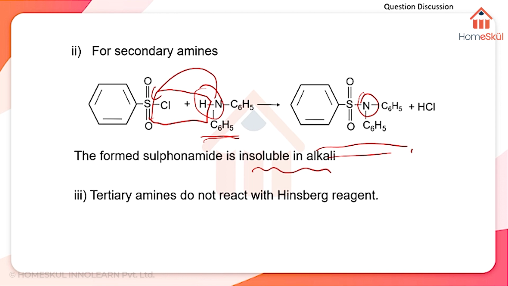Okay. So when an amine reacts with the Hinsberg reagent and forms a salt, but if it is not soluble in an alkali, surely it is a secondary amine. And for tertiary amine, there is no reaction. It is a very, very important reaction. So always remember this. Here we have a question from the chapter Coordination Chemistry.